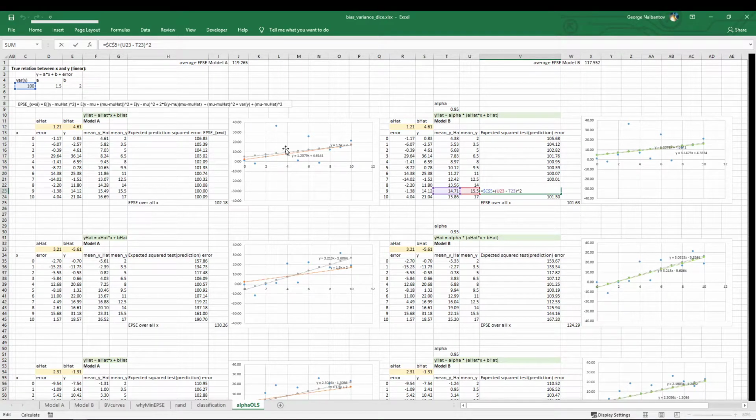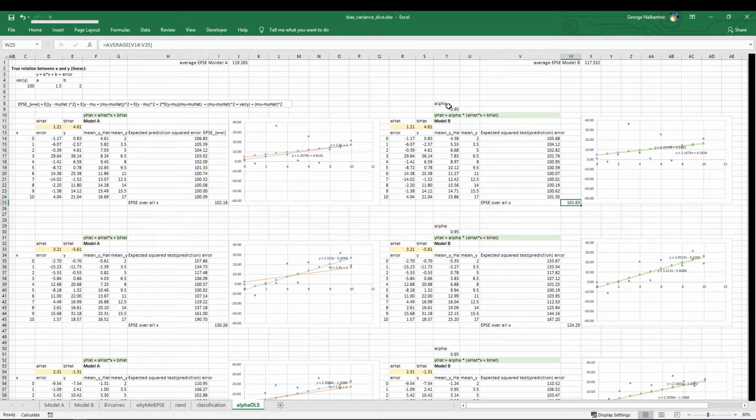Again, it's calculated in the same way as before. We have a prediction, and around this prediction we have future test points. We always compute the squared error, infinitely many squared errors in the future, and then we get the expected squared error in the future for each x. Overall it was 101 for this specific training dataset. For the OLS it's 102, so on average it's 101 for the, let's say, alphaOLS model.